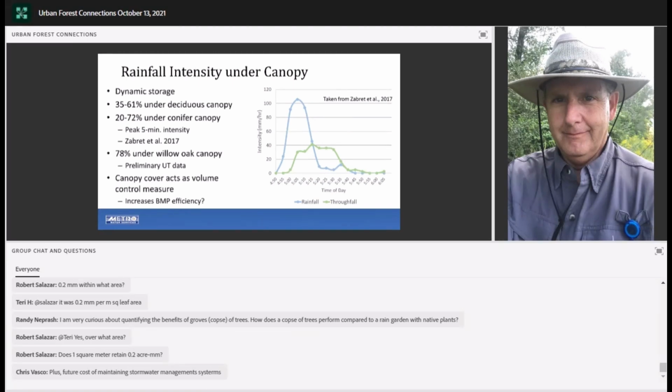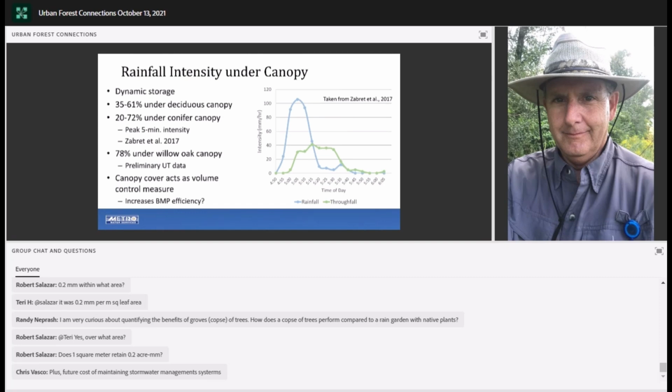The other section that I want to talk about is this rainfall intensity. There hasn't been a lot of research done here in this field. Zabret did some work in Europe, and John Hathaway's group over in Knoxville at University of Tennessee is starting to look at this. But this gets into what Richard kind of talks about, is that dynamic storage. So dynamic storage is that storage that temporarily detains water in the canopy. That rainfall kind of bounces around in the tree canopy until it's released as throughfall. And so by keeping that water in the canopy, we can reduce the rainfall intensity under tree canopy.